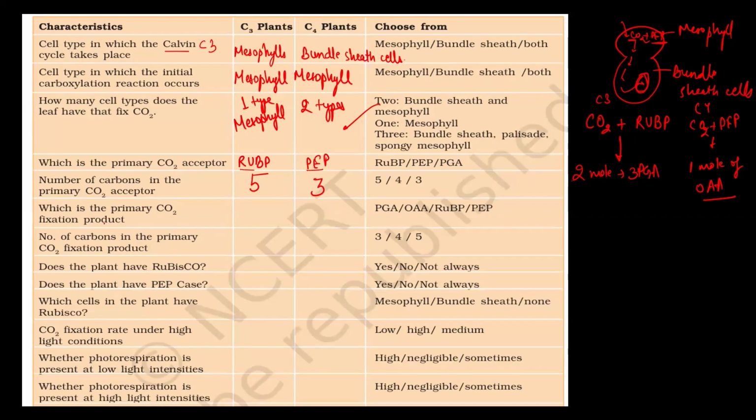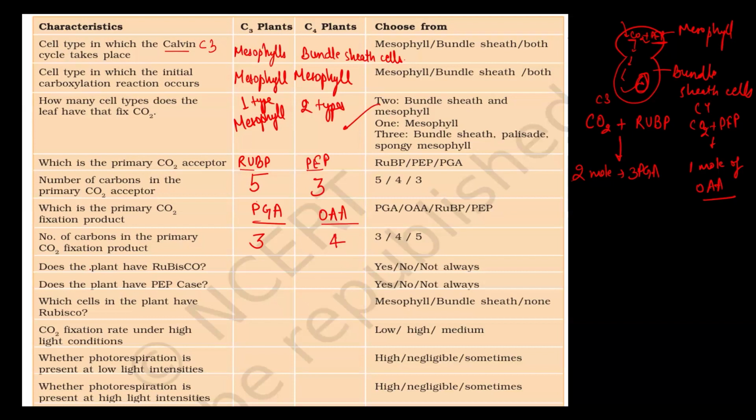So, which is the primary CO2 fixation product? So, the first product or the primary product is what? In this case, it is PGA, and in this case, it is oxaloacetic acid. That is OAA. Okay. Now, the next is the number of carbons in the primary carbon dioxide fixation product. So the first product that is formed, how many carbon molecules do we have in that product? So in the PGA, how many carbon molecules do we have? So the PGA or phosphoglyceric acid, it is a 3 carbon molecule. While this oxaloacetic acid, this is what? This is a 4 carbon molecule. Okay.